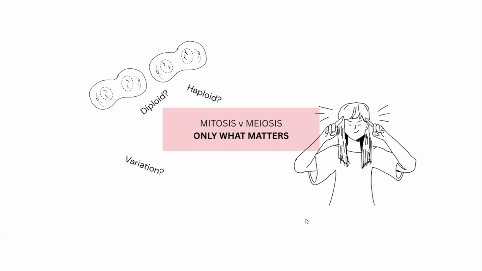Hi guys, so today we're doing the most high yield topic in biology for HSC, uni, and medicine. That's mitosis and meiosis. And I wanted to explain the most important things you need to know to answer any question and break down the processes very simply. So I'm going to tell you everything that just matters in mitosis and meiosis.